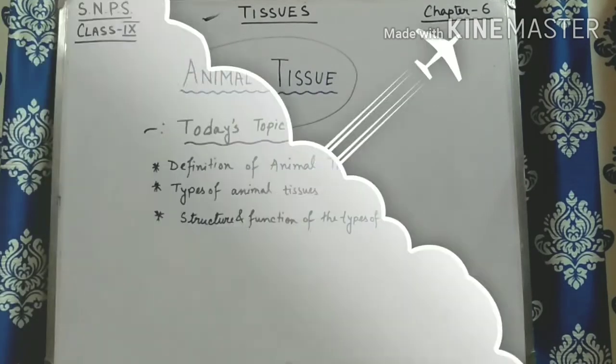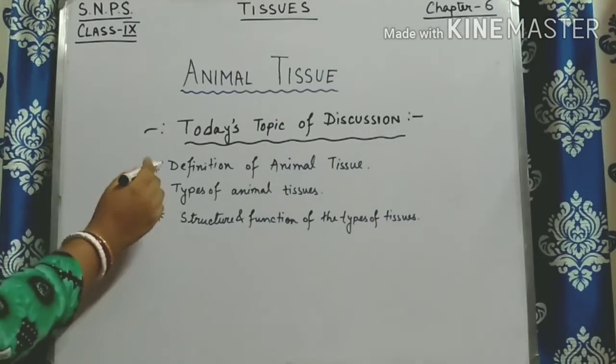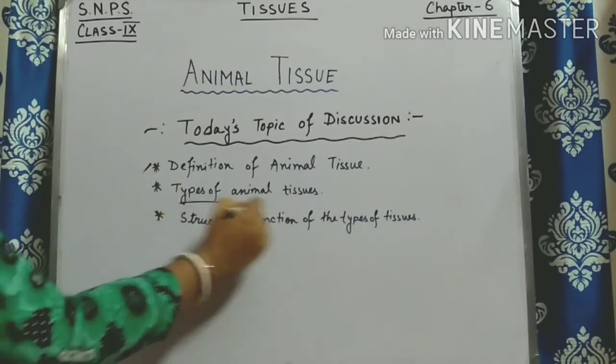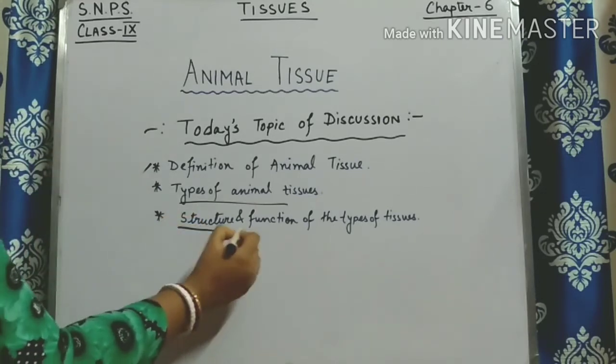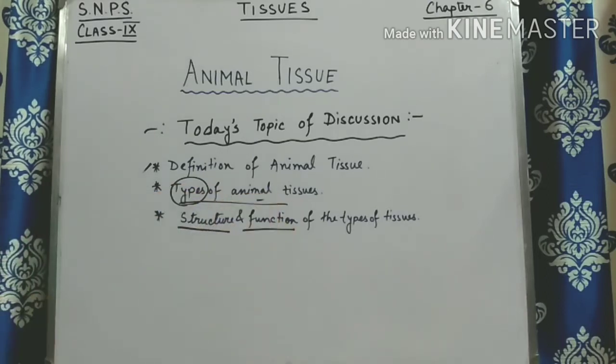My today's topic of discussion is, at first I will say about the definition of animal tissue. Then we will see the types of animal tissues. Then we will see the structure and function of each type of the animal tissues. So let's watch.